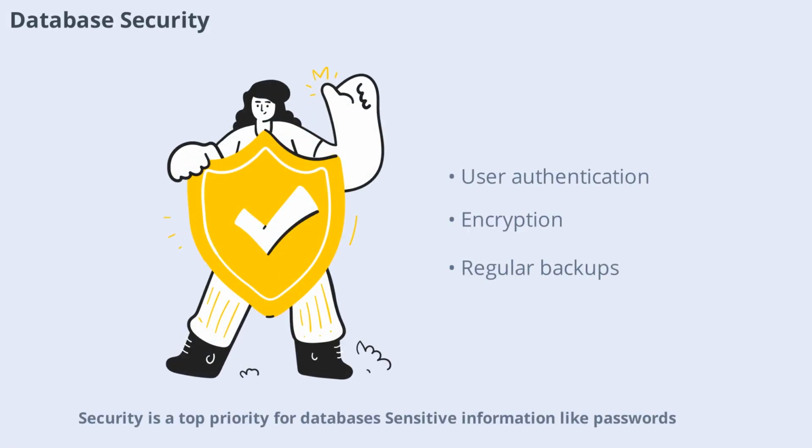Security is a top priority for databases. Sensitive information like passwords, financial records, and personal details must be protected from unauthorized access. Database security involves user authentication, encryption, and regular backups. Organizations also monitor for suspicious activity to prevent data breaches. A secure database ensures that data remains safe and trustworthy.